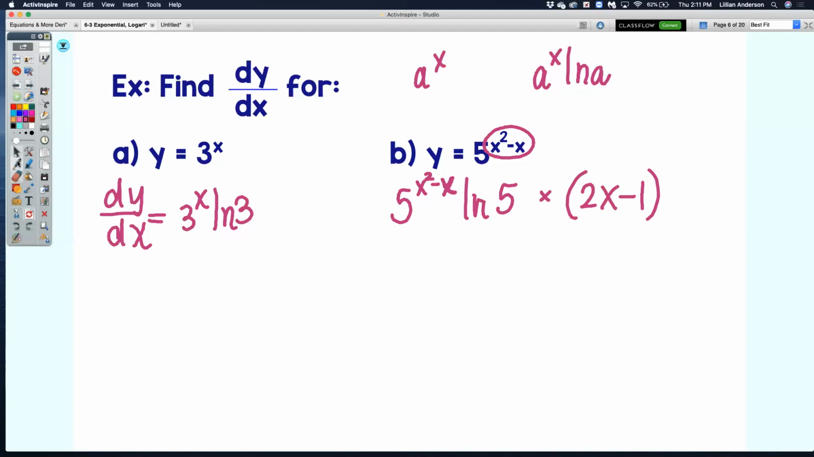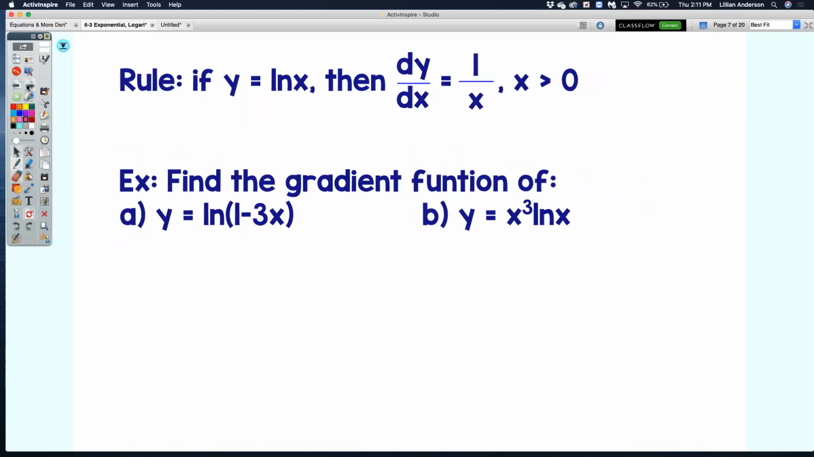With natural logs, which remember they are the inverses of exponential functions, e to the x. If you have y equals ln of x, the derivative of that is 1 over x. Of course, x has to be greater than 0 because we cannot take the natural log of a 0 or a negative number. And of course, because we can't take the natural log of a negative number or 0, that means it restricts the domain of the derivative as well to just being greater than 0.